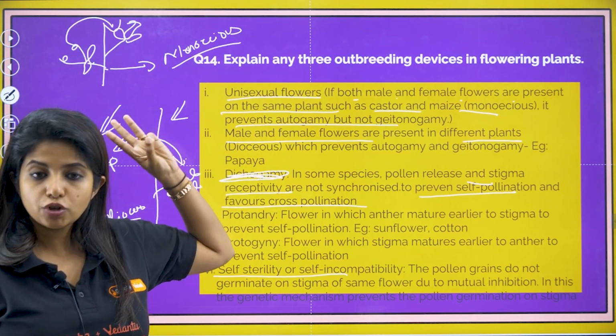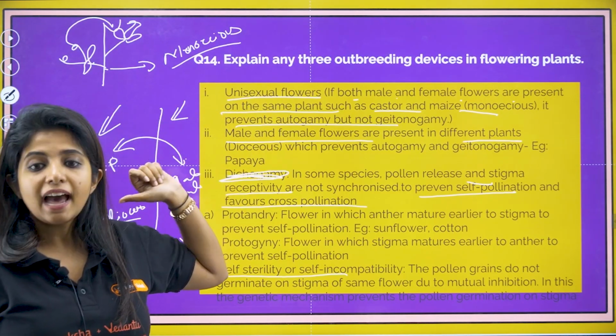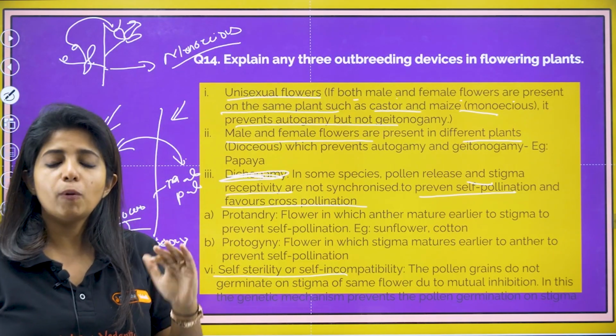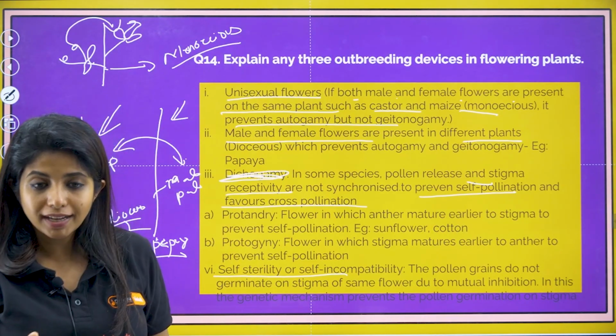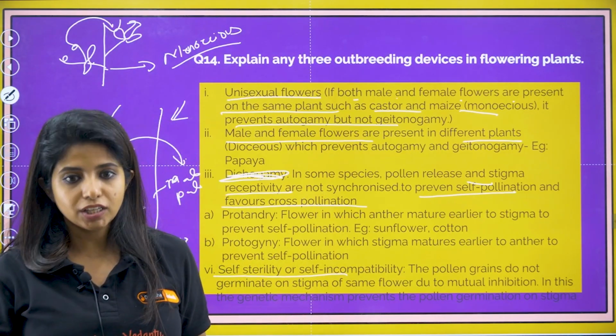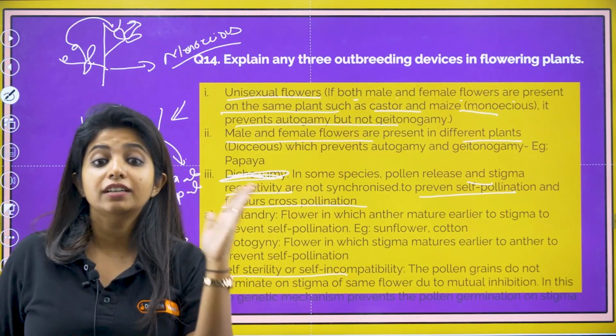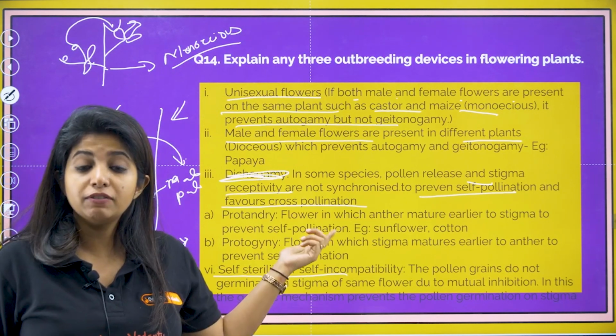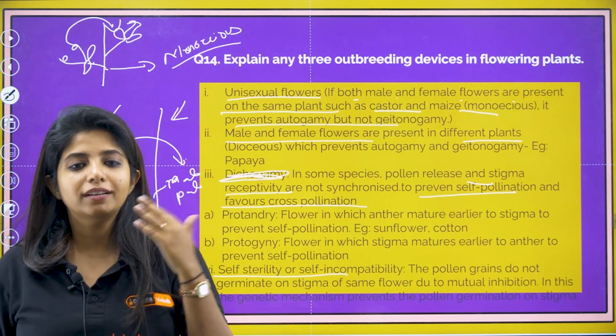So what did we already study? Unisexual flowers or unisexual plants, my dear children, both of them. And then you saw that the time synchrony is not there. Pollen release and stigma receptivity are not synchronized. And in some cases, the anther matures earlier than the stigma. In some cases, the stigma matures earlier than the anther. Okay, and then self-incompatibility, which is a genetic mechanism to prevent fertilization.